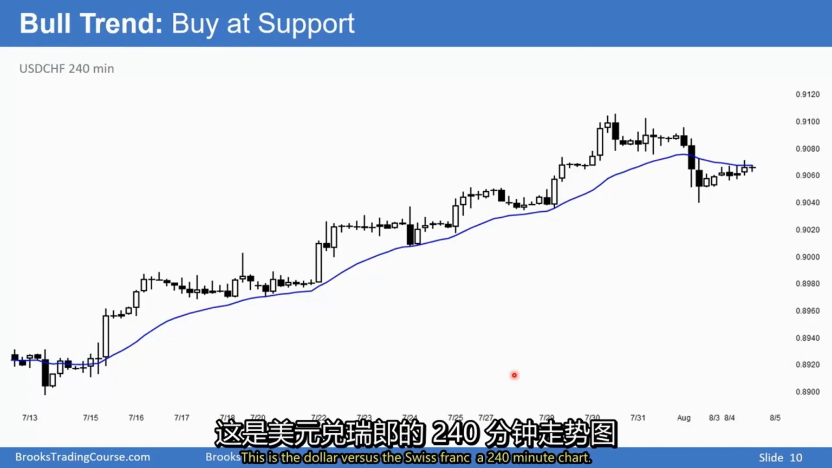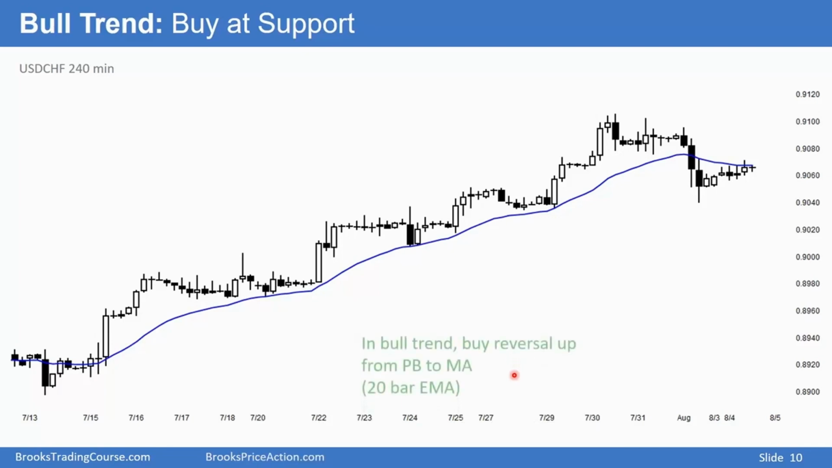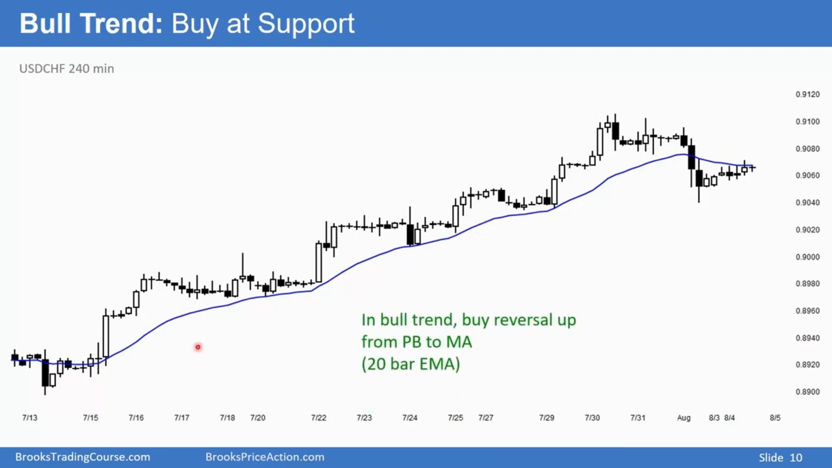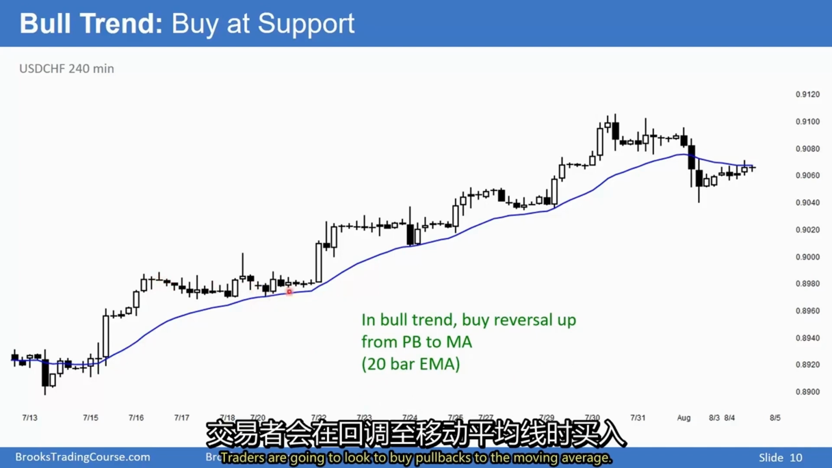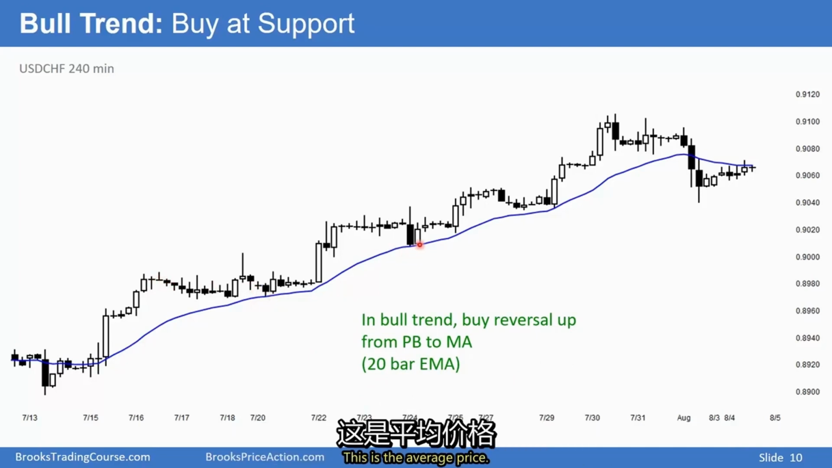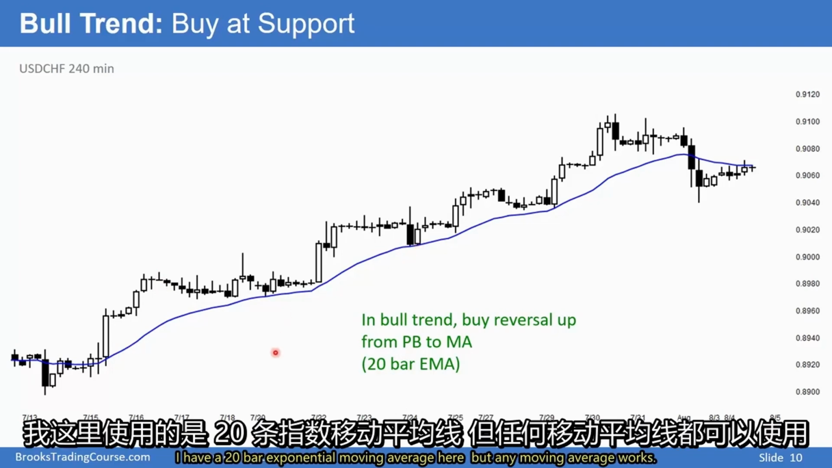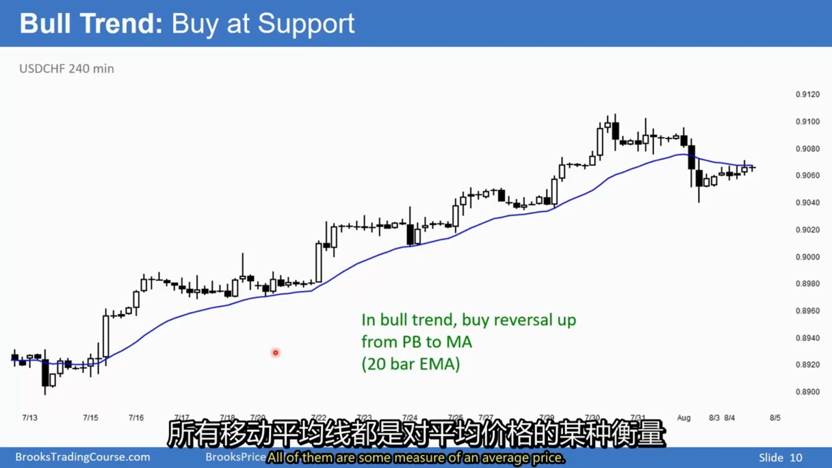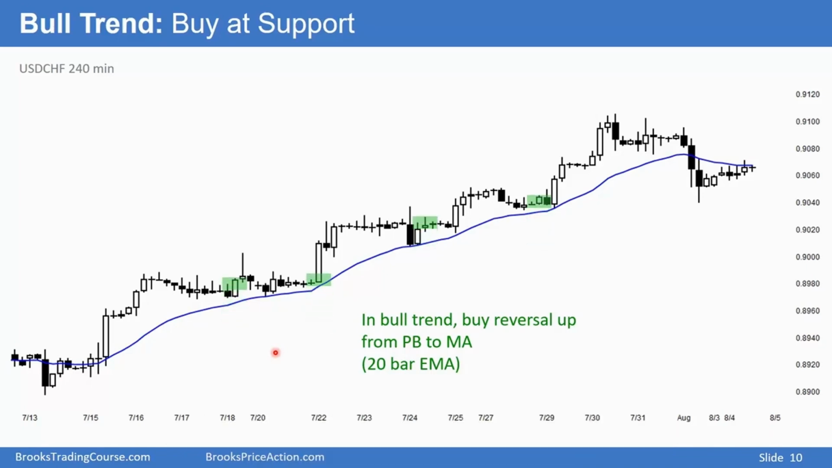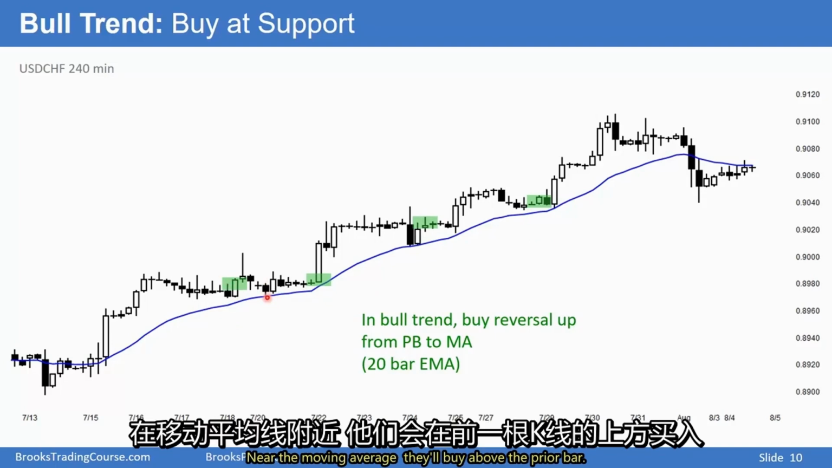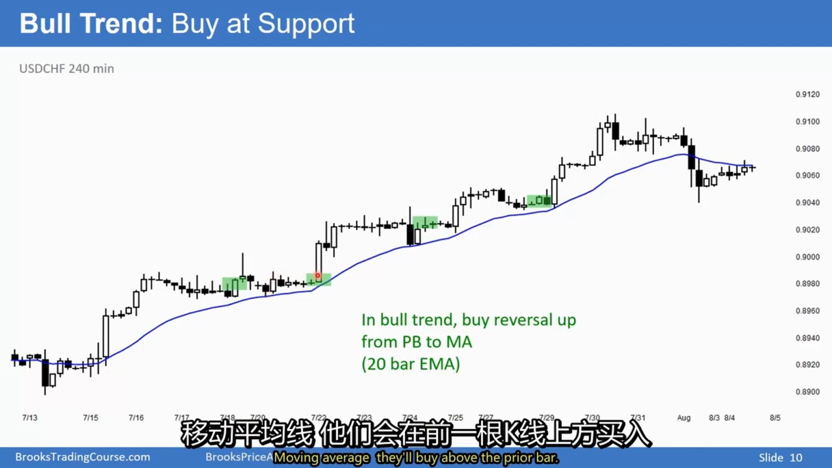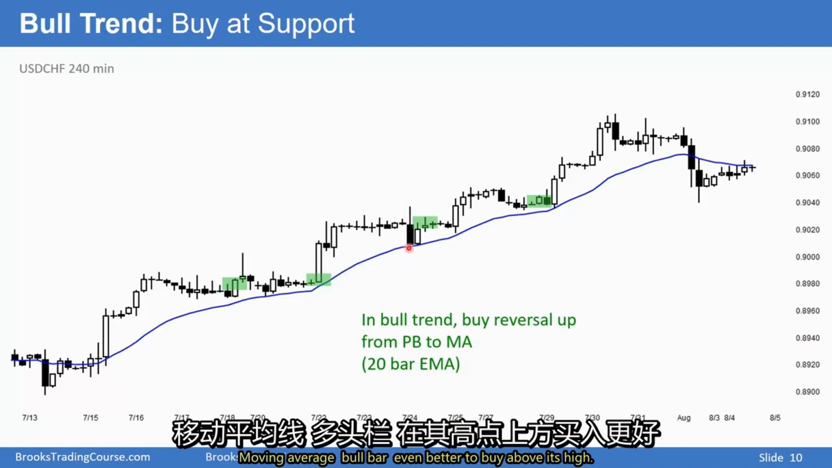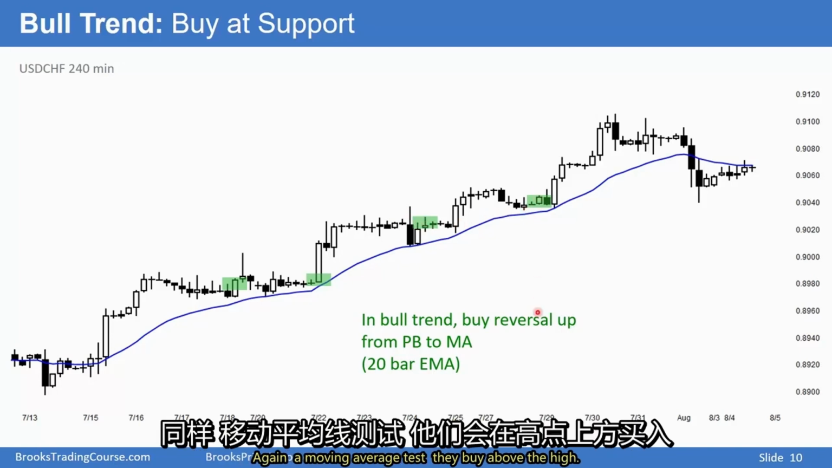This is the dollar versus the Swiss franc, a 240-minute chart. It's a bull trend. Traders are going to look to buy pullbacks to the moving average. This is the average price. I have a 20-bar exponential moving average here, but any moving average works. All of them are some measure of an average price. Gets near the moving average, traders start to buy above the high of the prior bar. Near the moving average, they'll buy above the prior bar. Moving average, bull bar, even better to buy above its high. Again, a moving average test, they buy above the high.